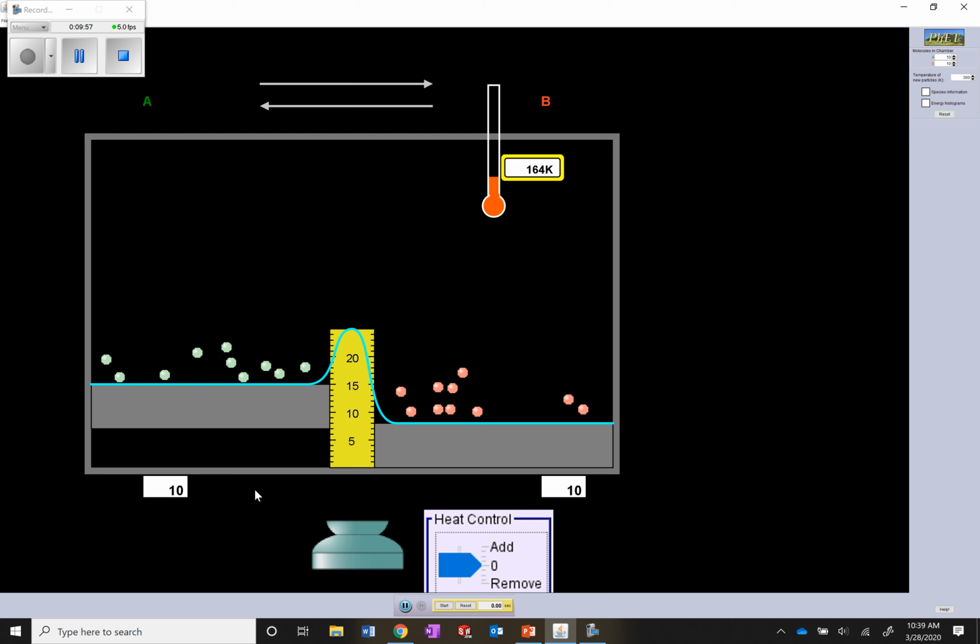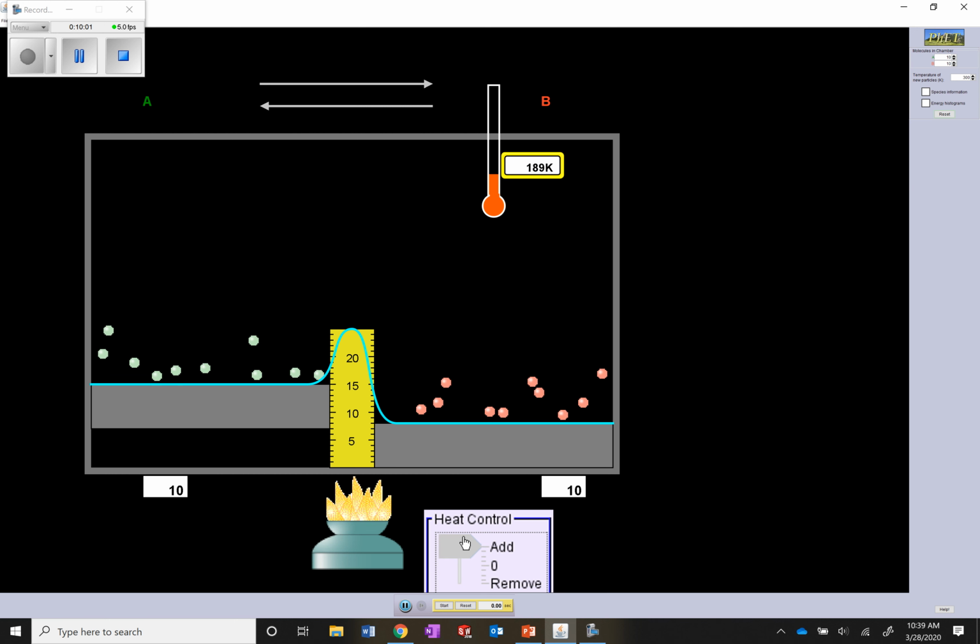We now have, well, it's 10 and 10 still. So let's give this some heat here. These are going to start moving faster, and if they're moving faster, they're more likely to have enough energy to get over that hump.